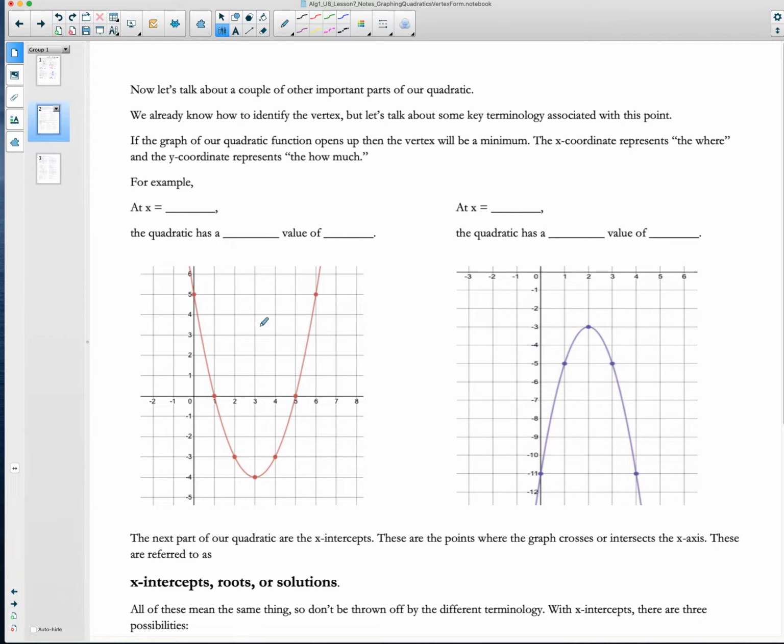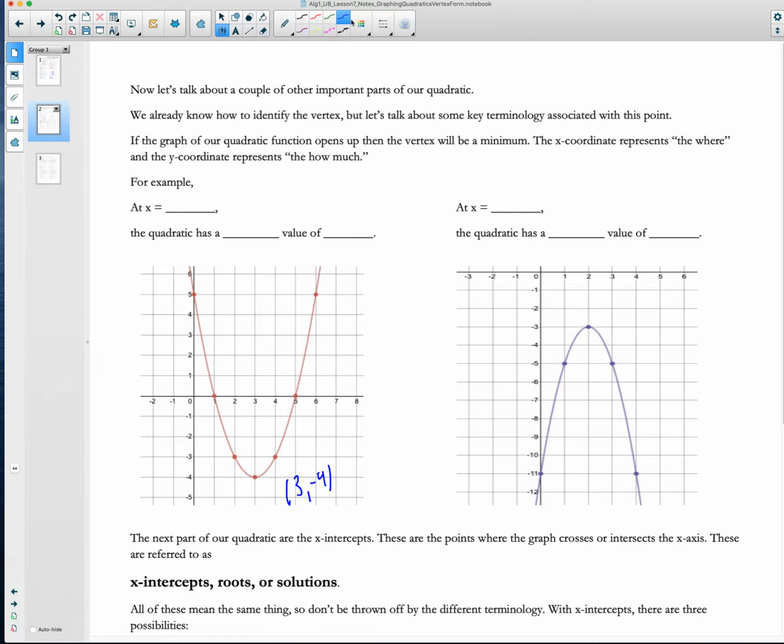Now, when we look at the red graph here, it opens up. And notice we can see that our vertex here is 3, -4. We can see that point right there. So 3, -4, right there. Let me make sure that's open so you know it's a 4 there.